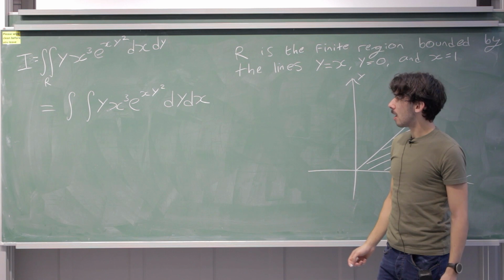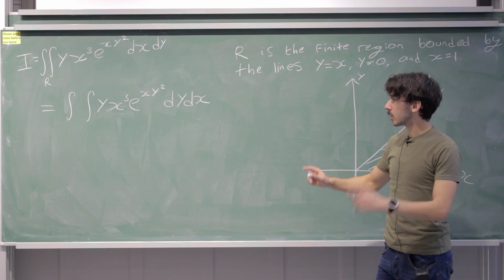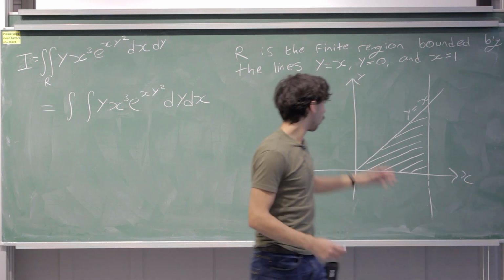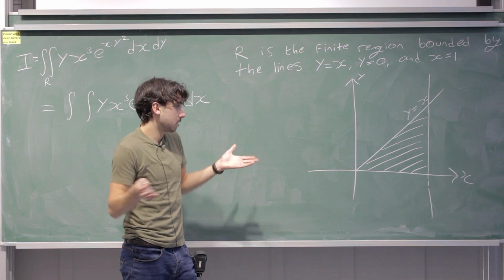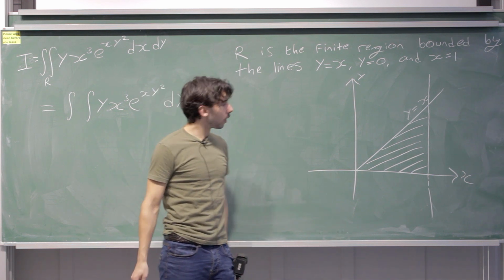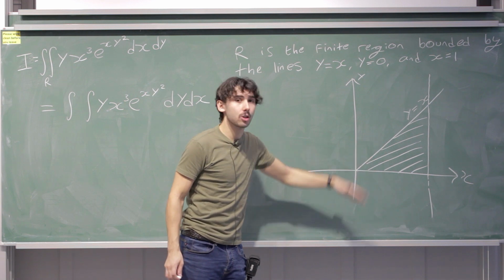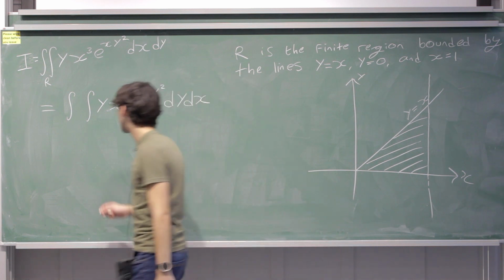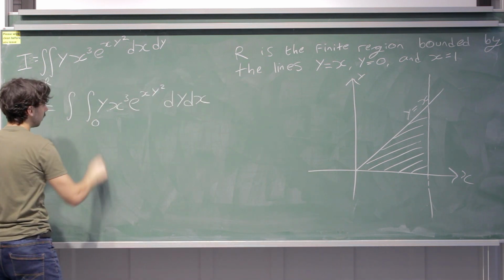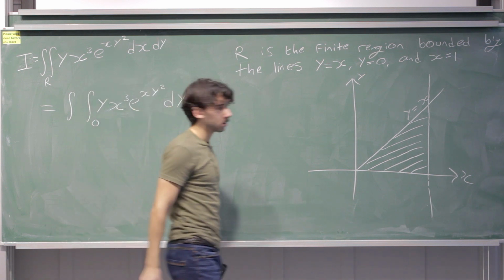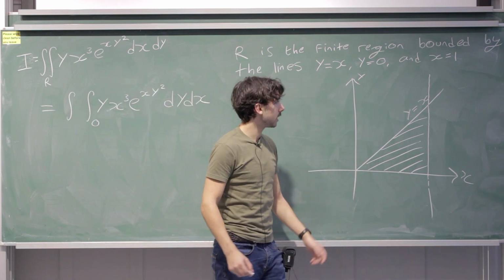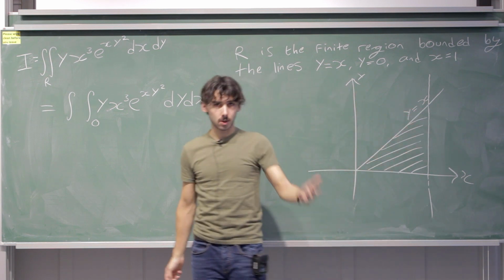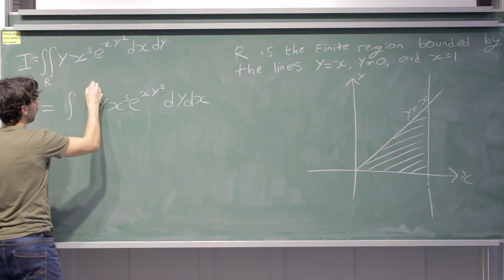So what will our limits be? Because we're going dy, our limits will be low down and high up. What is stopping this region from going down to the ground? It's the line y equals 0, so our bottom internal limit will be 0. What is stopping us from going up to the sky? It's y equals x. So x will be our upper limit.